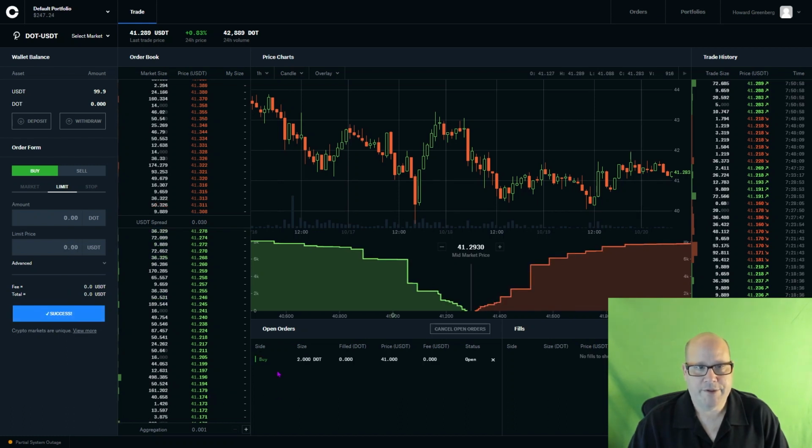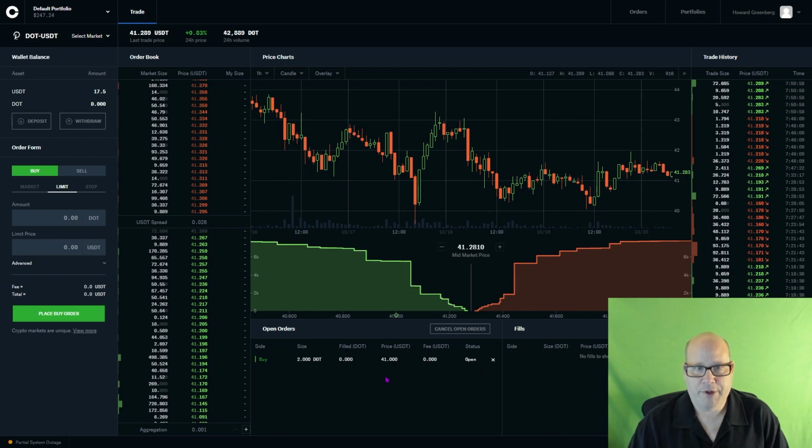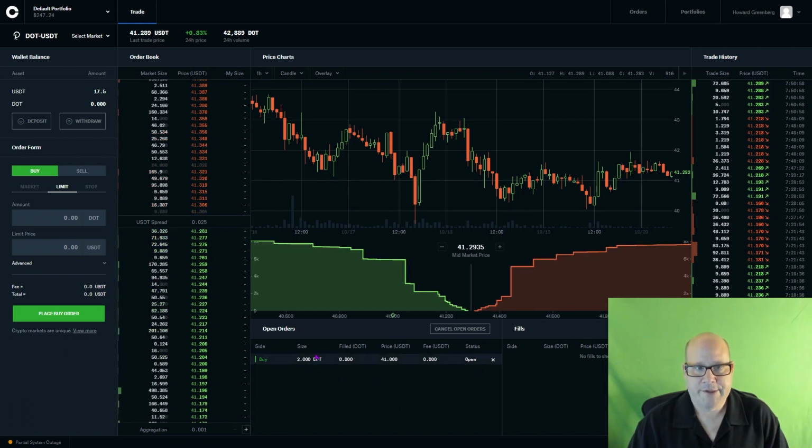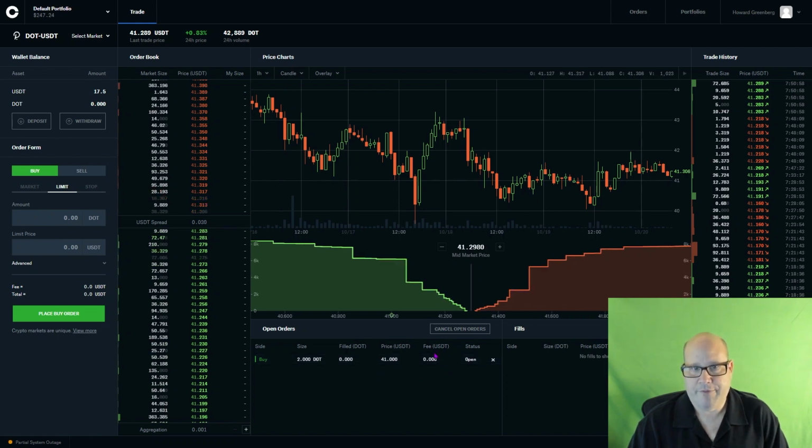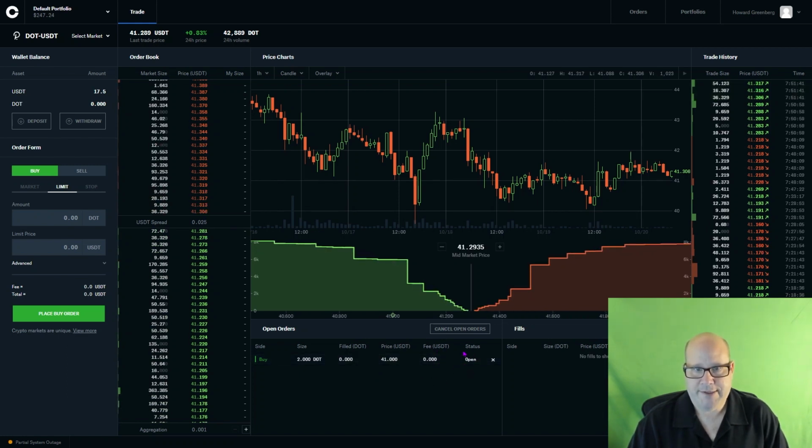And now you can see this order has loaded up. It is not filled because it's trading currently at $41.28. I would need Polkadot to drop to $41 for this order to execute. But if it does, I'm ready. I have 2 Polkadot on order. So far, none of that has filled. The price I'm willing to pay is $41 in USDT or Tether. And again, there's no fee yet because it hasn't filled, and it says that the order is open. So that is how you would place a limit order.